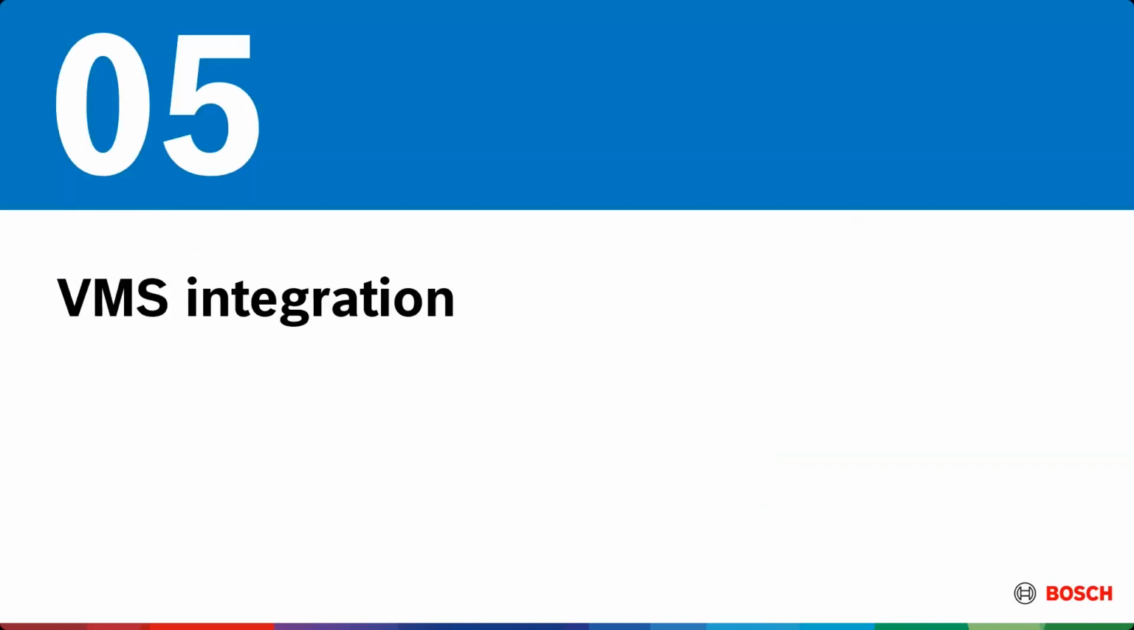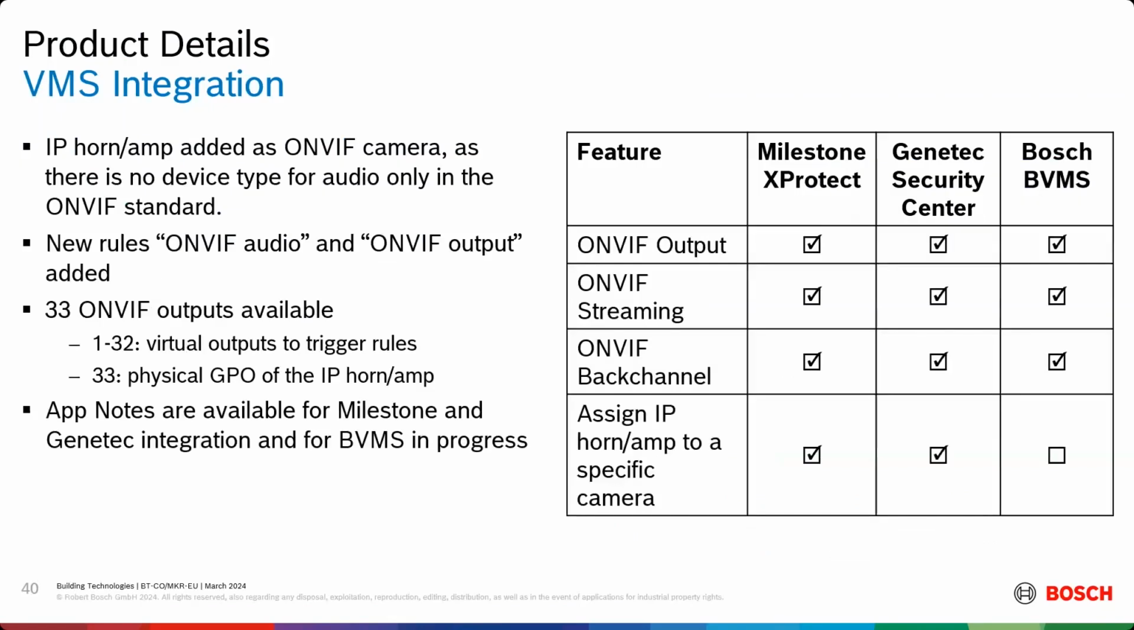And last but not least, I would like to show you a few details about the VMS integration. The ONVIF standard does not have a device type specifically for audio only. Therefore, the IP horn is added as camera. However, the icon displayed in the live stream clarifies that it is a speaker.